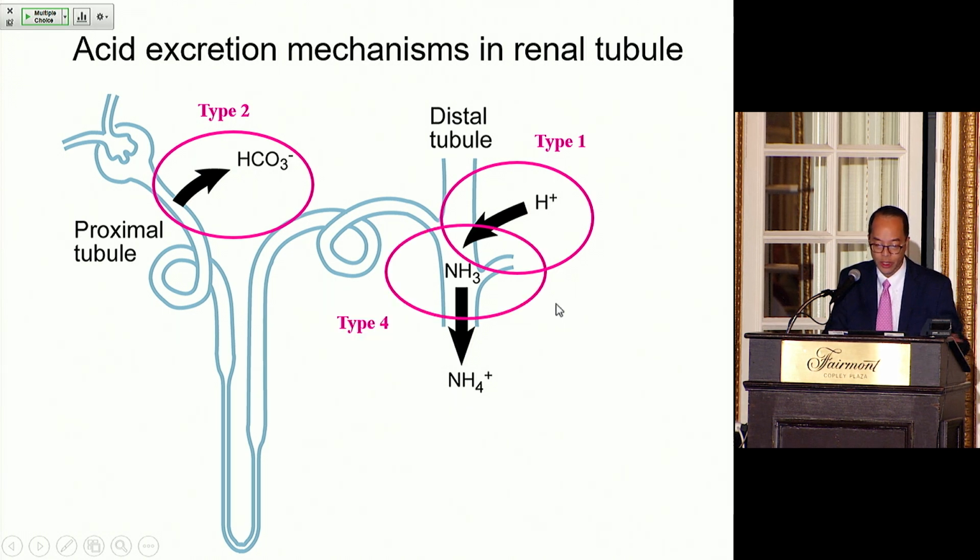And type 4 and hyperkalemic distal RTAs, the main problem is that you can't generate enough ammonia to act as a sponge and soak up these hydrogen ions and get rid of it. So even though you can secrete hydrogen ions and lower the urine pH, you can't get rid of enough net acid.